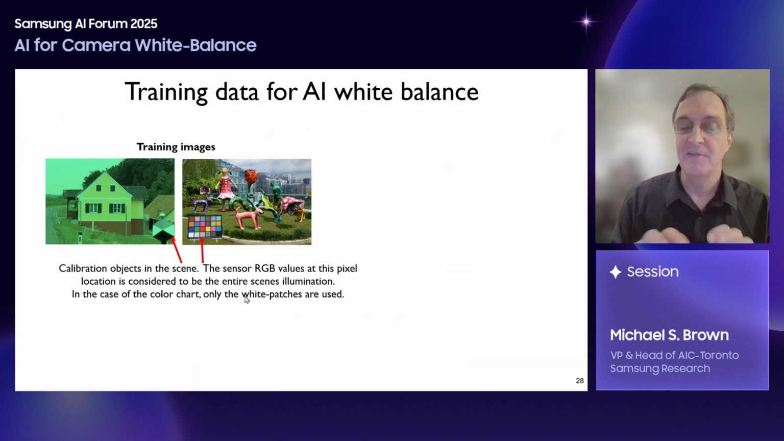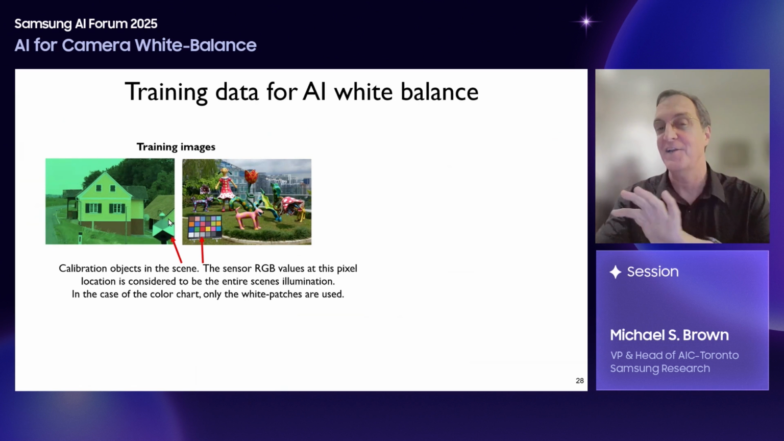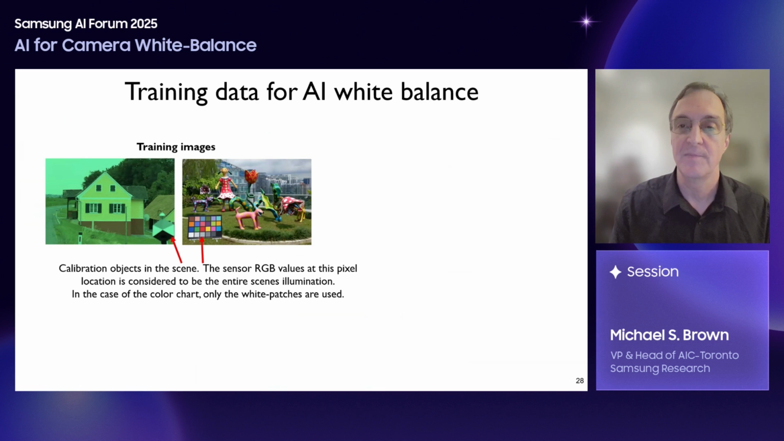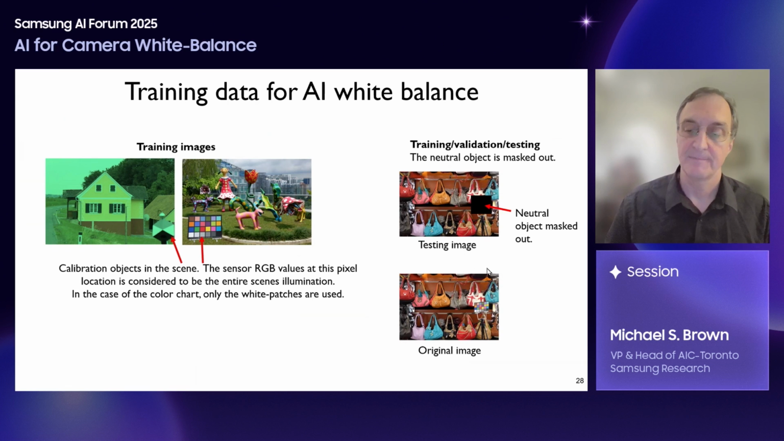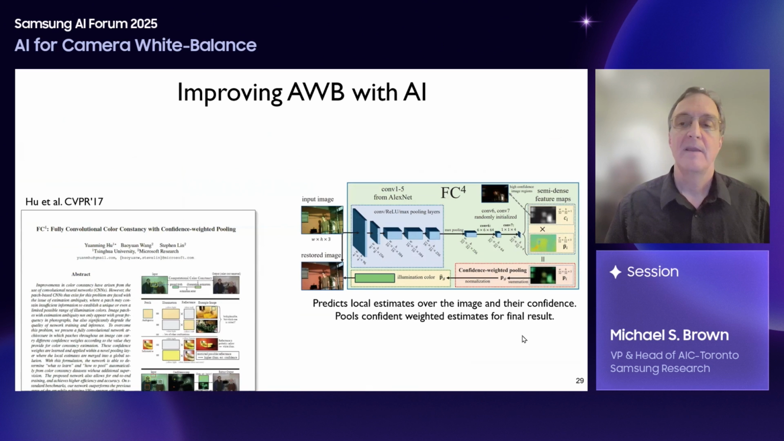Now, the problem is, if you don't mark this out, your AI network will learn to detect where the color chart is in the image. So at training time, what we do is we actually mask out the region that has the color chart in it. So when we train, we do validation, we do testing, you have to feed it images that mask this out.